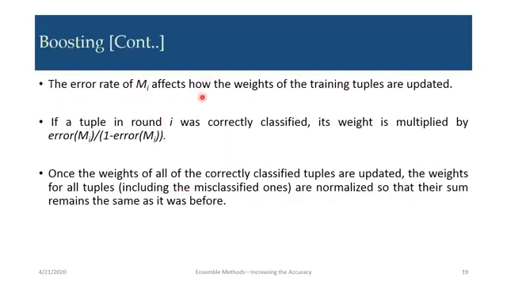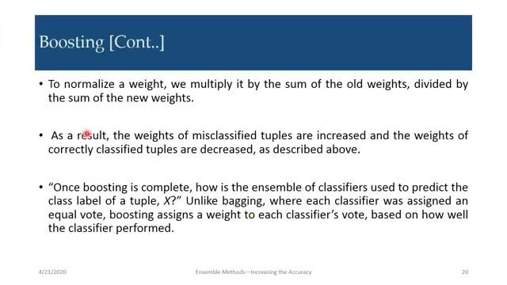The error rate of Mi affects how the weights of the training tuples are updated. If a tuple in round i was correctly classified, its weight is multiplied by error(Mi) divided by 1 minus error(Mi). This is the formula. Once the weights of all of the correctly classified tuples are updated, the weights for all tuples, including the misclassified ones, are normalized so that their sum remains the same as it was. To normalize the weight, we multiply it by the sum of the old weights divided by the sum of the new weights. The old weight is given and the new weight we are generating.